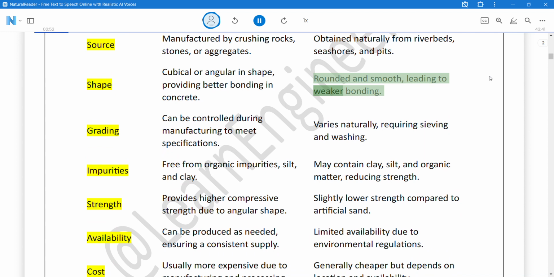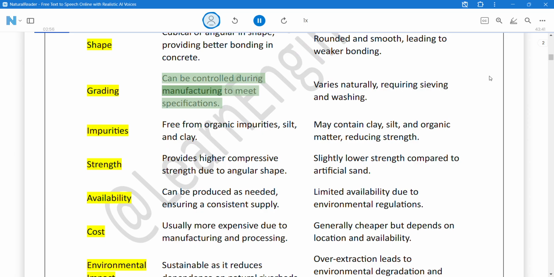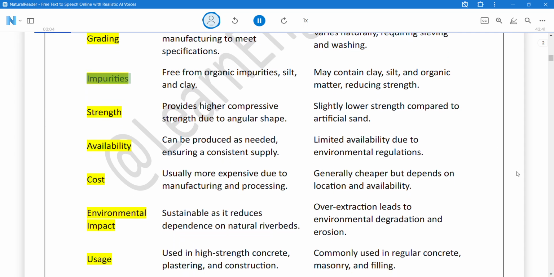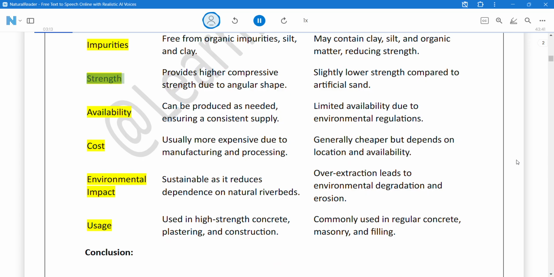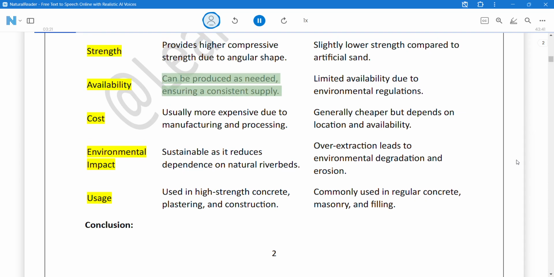Grading: artificial sand can be controlled during manufacturing to meet specifications. Natural sand varies naturally, requiring sieving and washing. Impurities: artificial sand is free from organic impurities, silt, and clay. Natural sand may contain clay, silt, and organic matter, reducing strength. Strength: artificial sand provides higher compressive strength due to angular shape. Natural sand has slightly lower strength compared to artificial sand. Availability: artificial sand can be produced as needed, ensuring a consistent supply. Natural sand has limited availability due to environmental regulations.